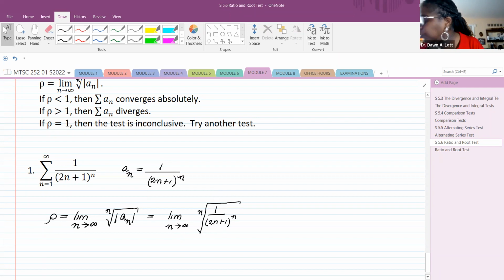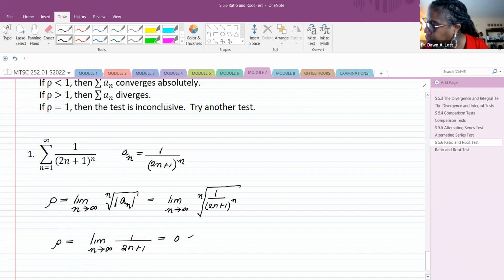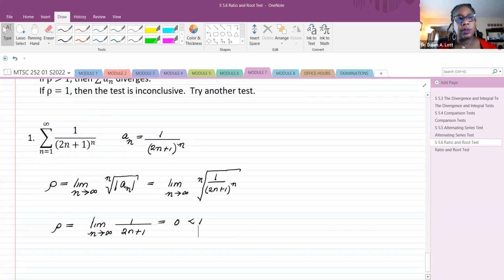So now we all know if you take the square root of something squared, you get that thing, provided what's inside is positive. So we're taking the nth root of something to the n. So we get rho then is simply equal to the limit as n approaches infinity of just 1 over 2n plus 1. And as n goes to infinity, that limit goes to 0, so that's less than 1. So we can conclude the series converges.